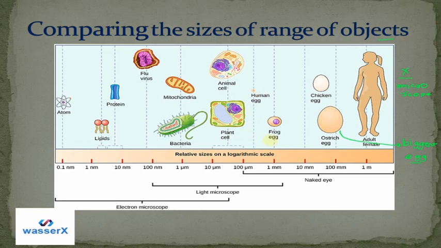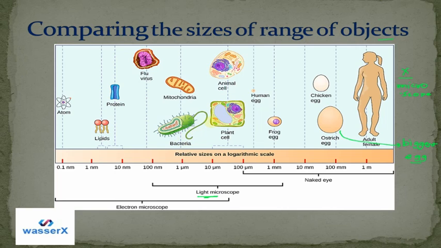But when I move directly to plant cells, animal cells, or even the human egg cell, or different organelles like mitochondria, bacteria, and flu viruses, and many different things, then I need a light microscope. This microscope can help me visualize all these things.